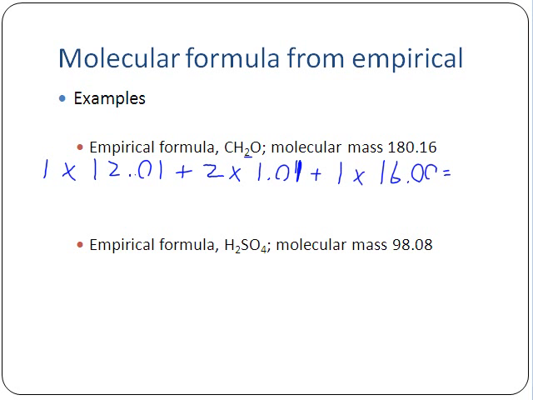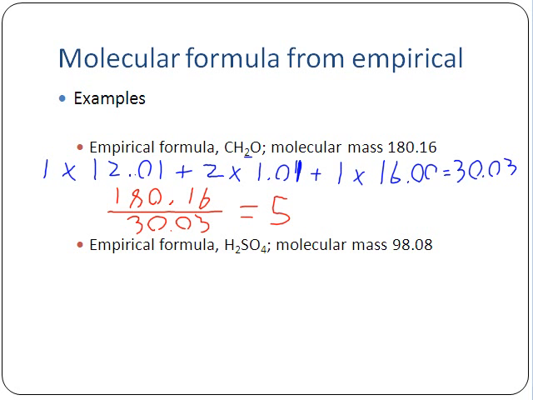If we get our calculators out, we say 1 times 12.01 plus 2 times 1.01 plus 1 times 16. We do that, we get 30.03. And so 30.03 is our empirical mass. Then we take the molecular mass, 180.16, and divide it by that empirical mass, 30.03. If you run those numbers, we get something just slightly under 5. And so 5 is our scaling factor.